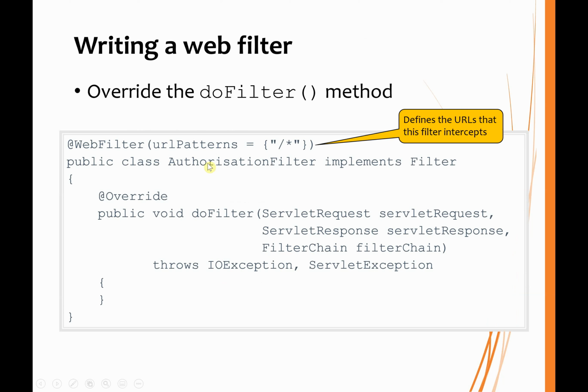Now, writing a web filter is actually very straightforward. We have a standard class that will implement the filter class and therefore needs to override a DoFilter method. We've annotated the class to be a web filter, and we provide a list of URL patterns for which this filter will be used. And so whenever a request is submitted that matches one of the potentially many patterns listed in here, this filter will intercept that request and will execute the DoFilter method to determine whether the request can be processed or not. Let's take a little look at some of the approaches that we could take in DoFilter.